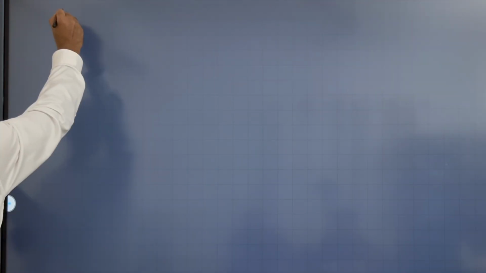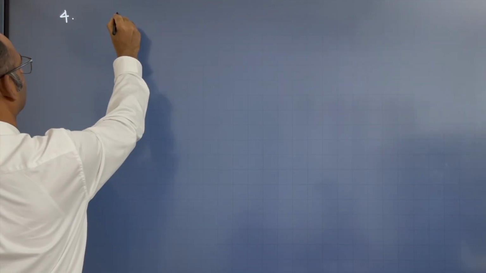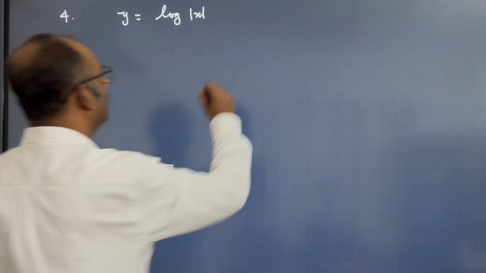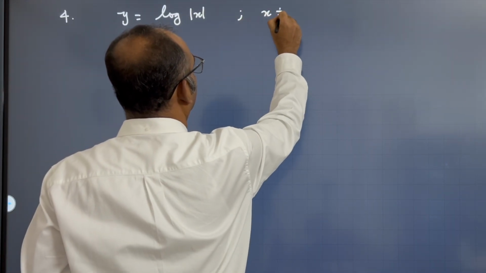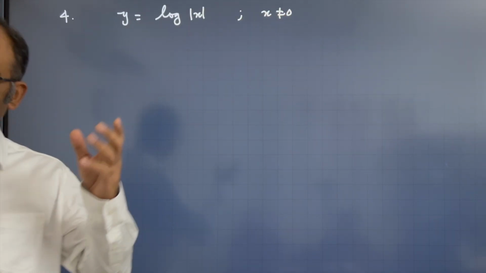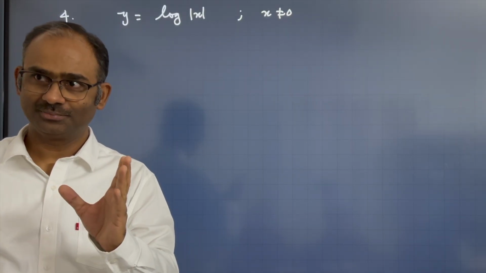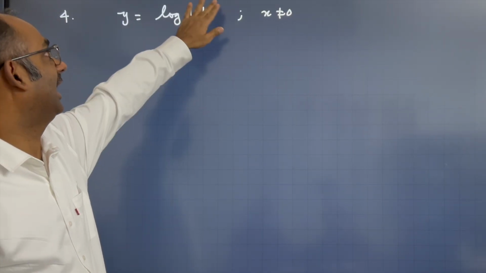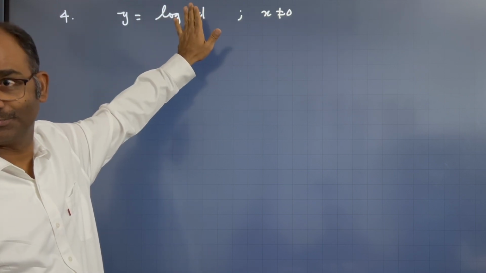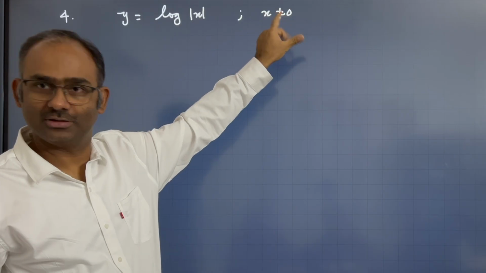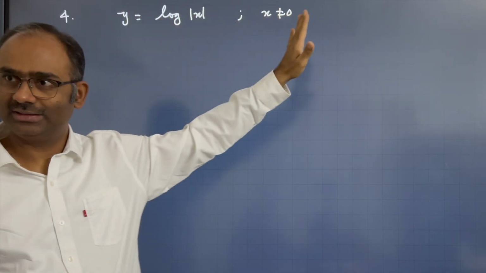Okay. Let's take another function. y is equal to log of mod of x. If I just write log of x, then I have to restrict x to be positive. But now because I have put mod of x, the argument is going to be always positive. But log of 0 is also not defined, so I have put x is not equal to 0. Now this is fine. You understand that?